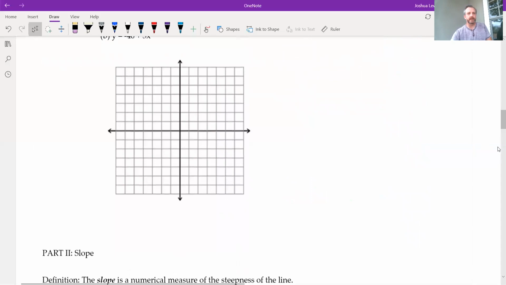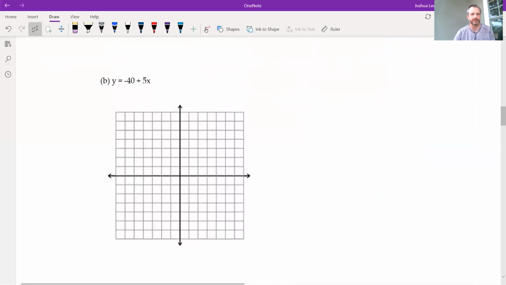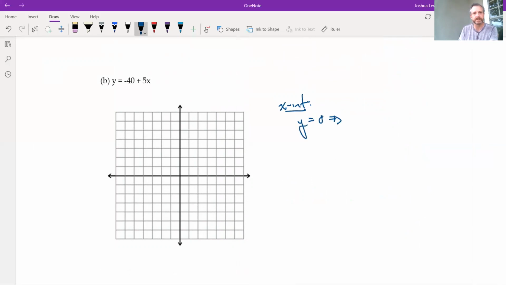y equals negative 40 plus 5x. All right, so my x-intercept, I'm going to have y equals 0, which is going to give me 0 equals negative 40 plus 5x. If I add 40 to both sides, I'll be looking at 40 equals 5x. Divide by 5, divide by 5. So I get 8 equals x. And again, that's really the point 8, 0.